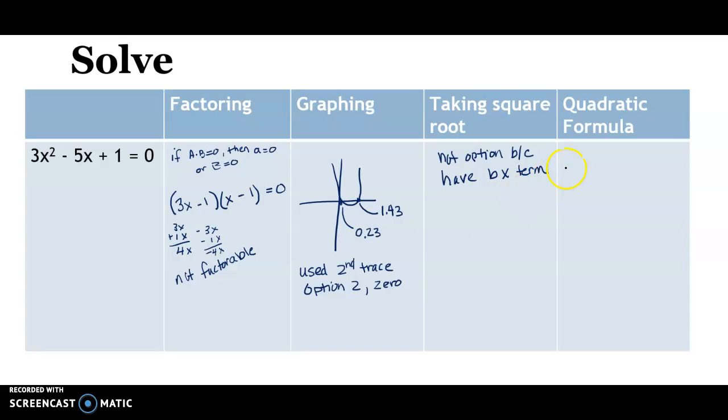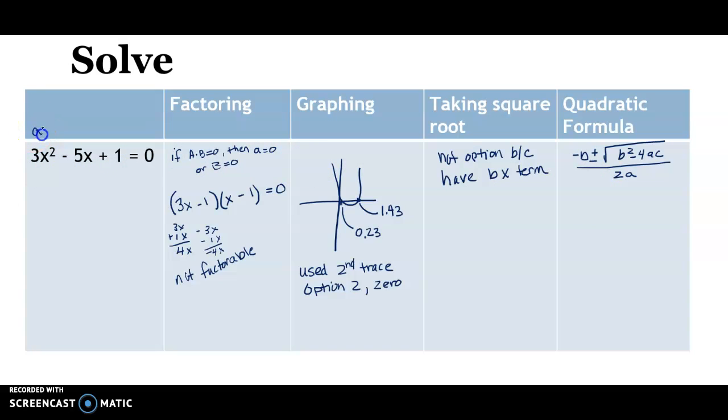So then lastly, the other option I have for solving this problem is the quadratic formula. So my quadratic formula is the opposite of b plus or minus square root b squared minus 4ac all over 2a. And it'll depend on your instructor if you have to memorize that or if you will be given that formula. So I want to go back to my equation.